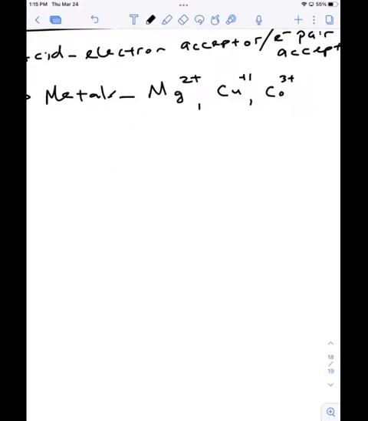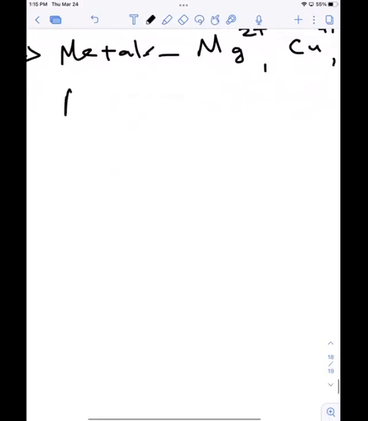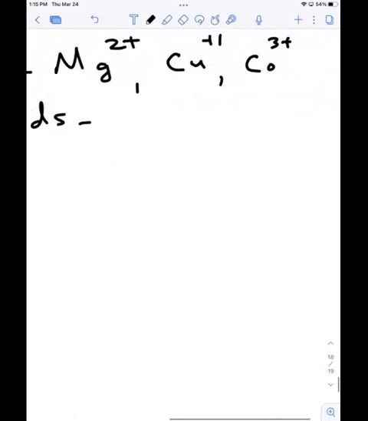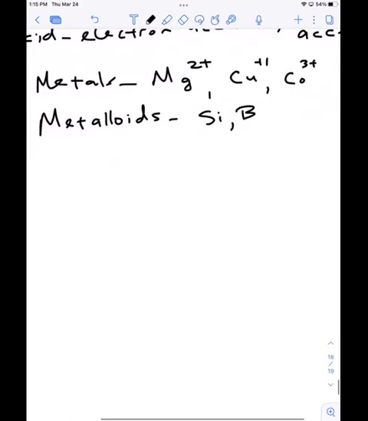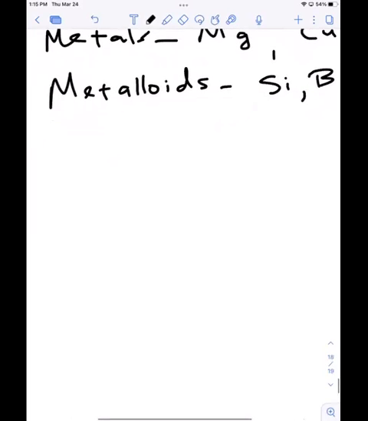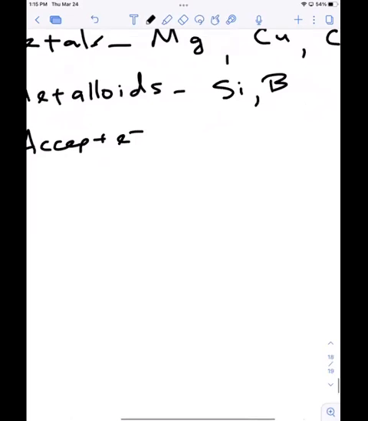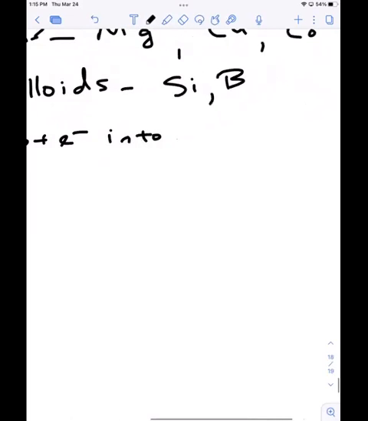And then when you think about other types of Lewis acids, metalloids kind of qualify. Some of them can also be Lewis acids, something like silicon, boron, metalloids that fall into that category. And the way Lewis acids accept electrons is they accept electrons into empty orbitals.